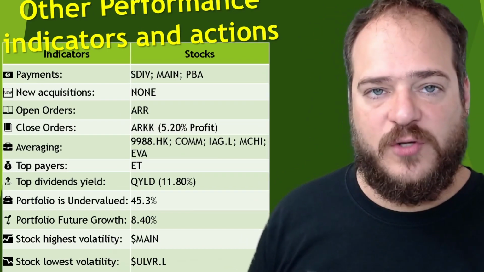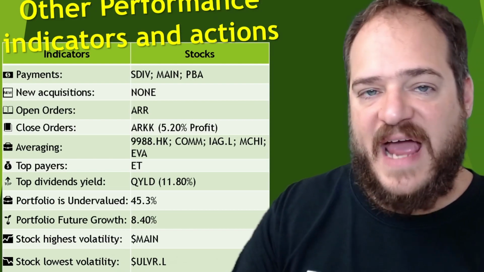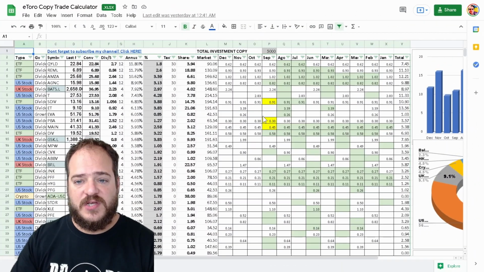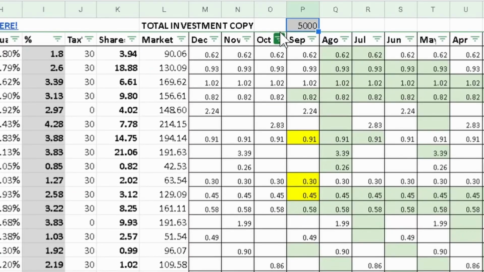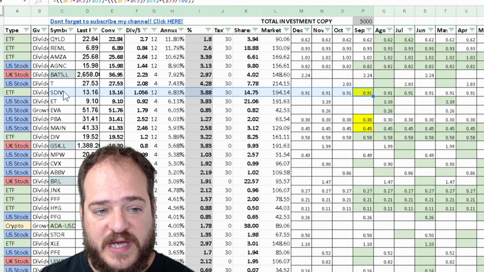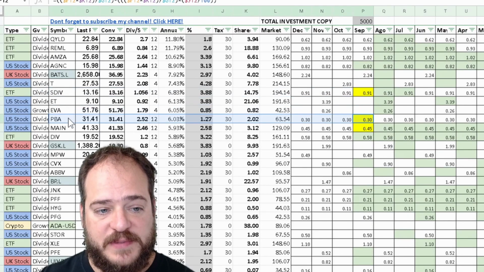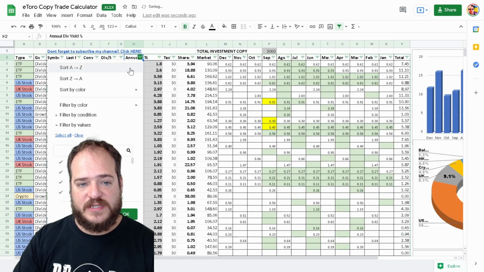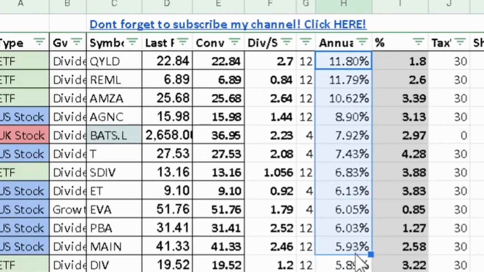And now let's have a look into the spreadsheet to see the actions that we had this week. So this is the spreadsheet that you can use to simulate your copy. So you can invest here, in this case, put it here, $5,000, and we can see here what we had been paid so far. In terms of payments this week, we had SDIV, we had PBA and Main Capital right below, and also we can check here what is the top dividend yield. In this case, we still have here QYLD with the top dividend yield.